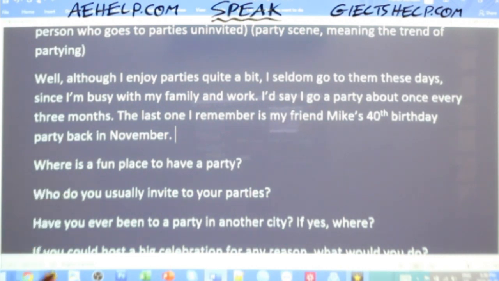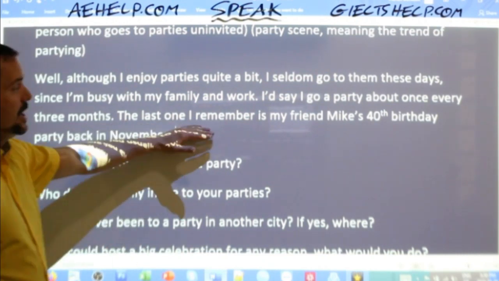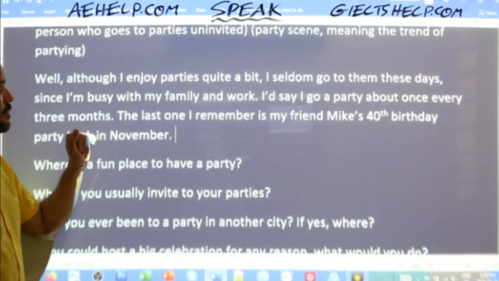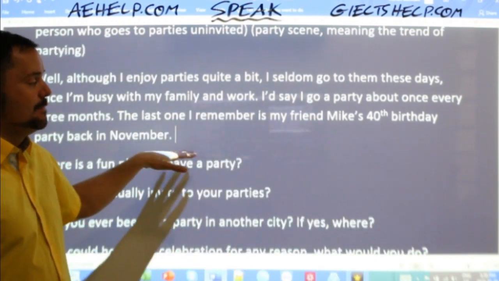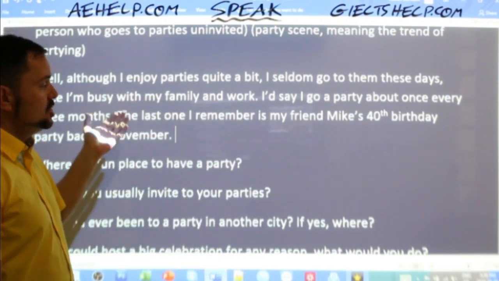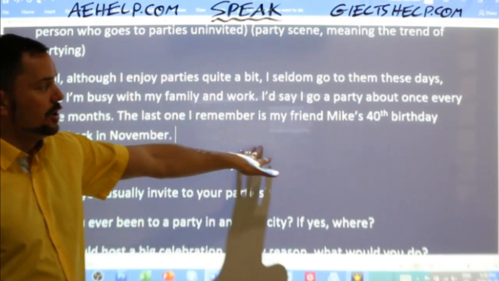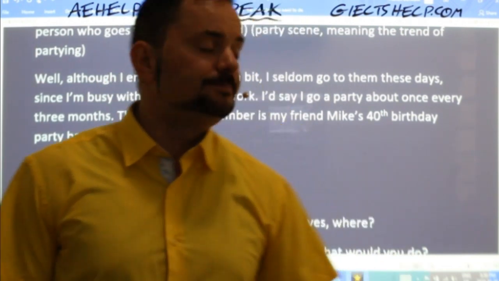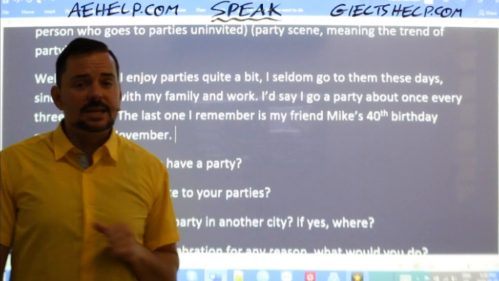Some cultures party a lot. Some cultures party less. Some age groups party a lot. Some age groups party less. The last one I remember is my friend Mike's 40th birthday party back in November. So again, not "for example" or "for instance", but just clearly stating a party that I went to as the example, right? Now again, speak and repeat, students.